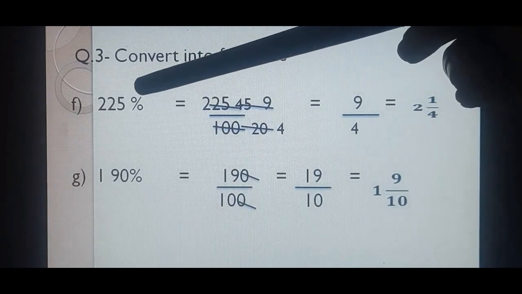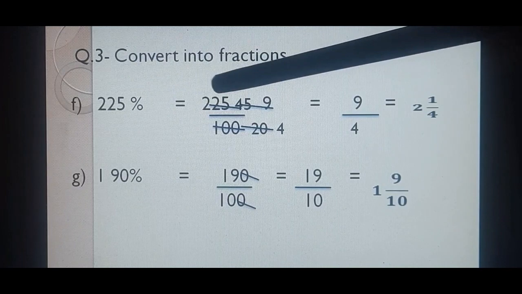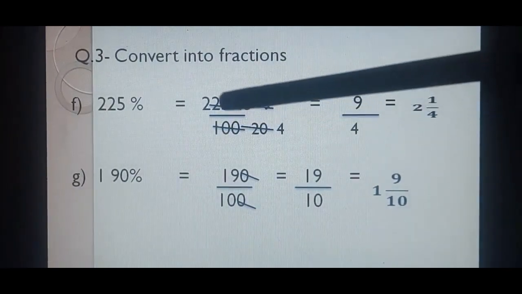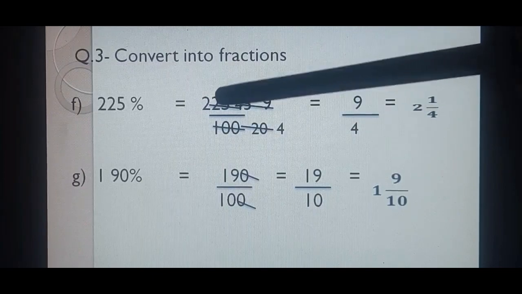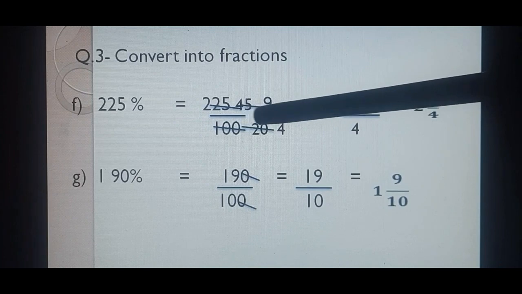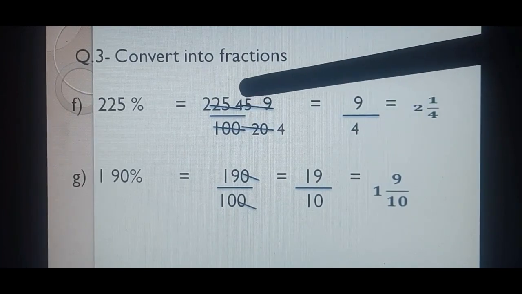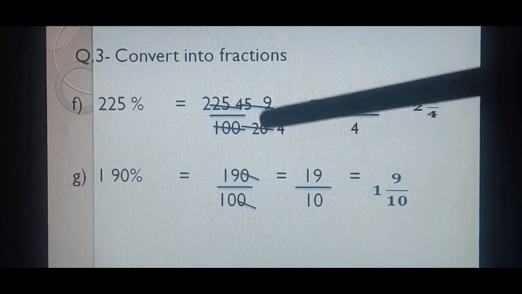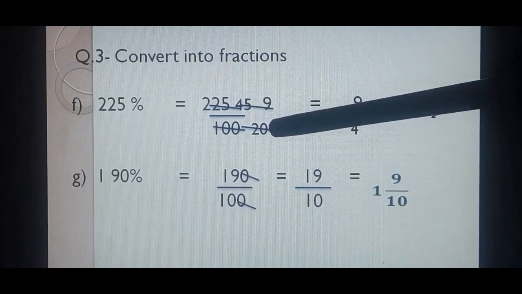So percentage, it will become 1 upon 100. 225 upon 100. Now both are divisible by 5. So we will do cancellation with 5. 5 2s are 10. 5 zeros are 0. 5 4s are 20. 5 5s are 25. 45 upon 20.